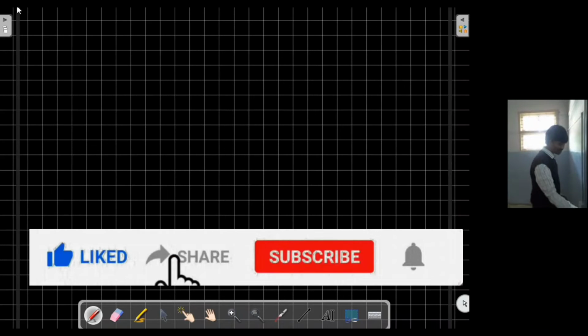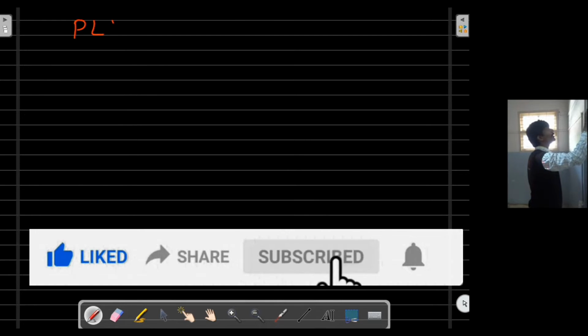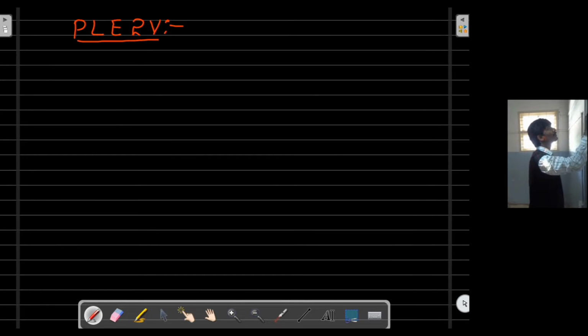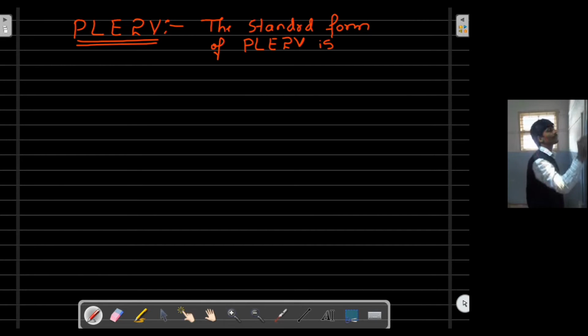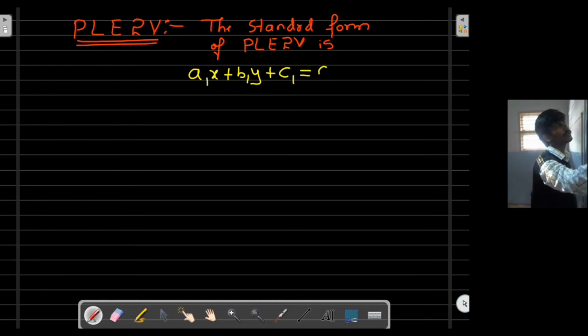So let us write this one first. The standard form of a pair of linear equations in two variables is a1x plus b1y plus c1 is equal to 0.